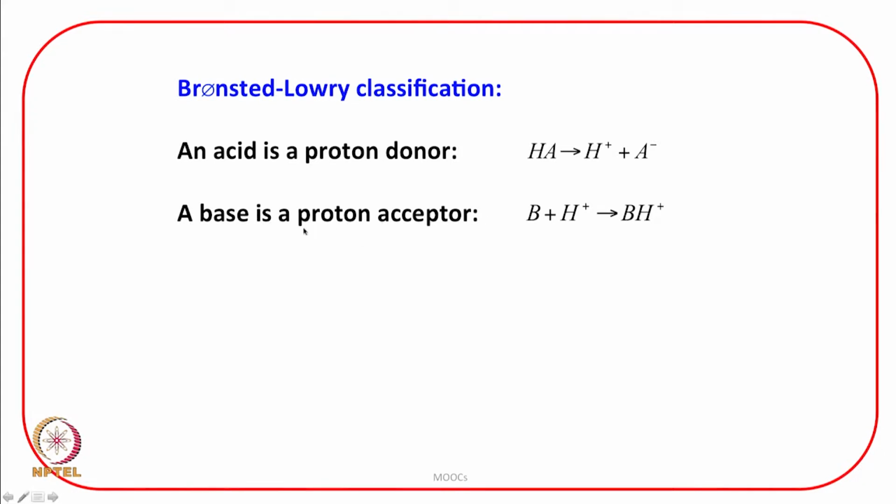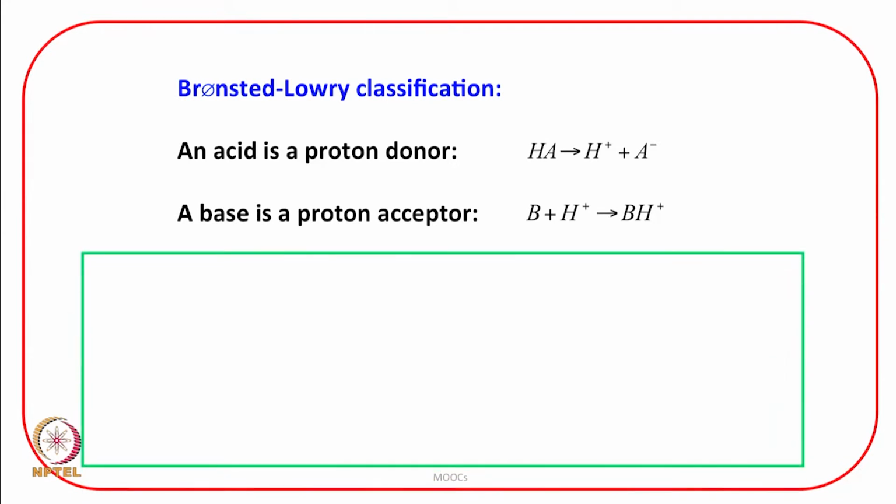and a base is a proton acceptor. That is, a substance which can accept a proton from another molecule is a proton acceptor and it acts like a base. So, in the first reaction HA going to H plus A minus, it is donating a proton. So, therefore, HA is an acid and B is accepting a proton, therefore, B is a base.